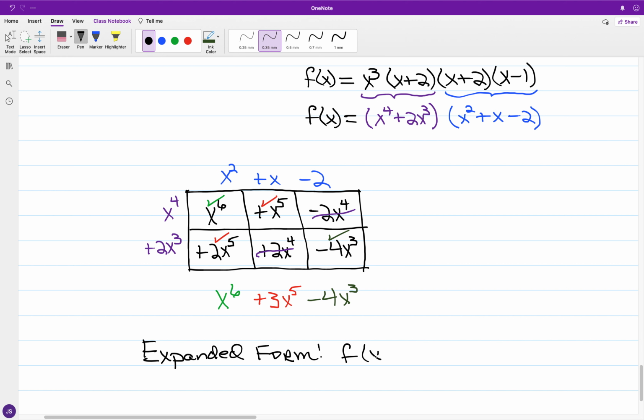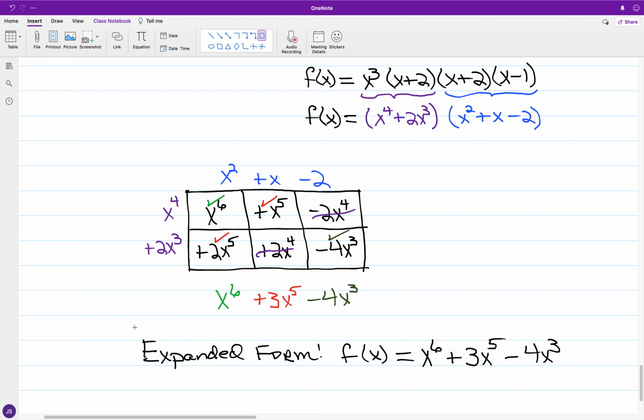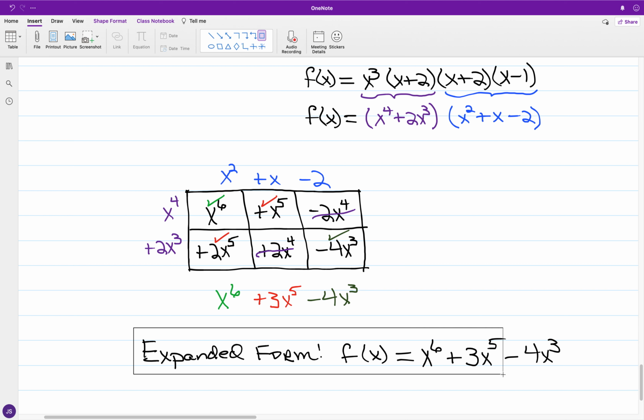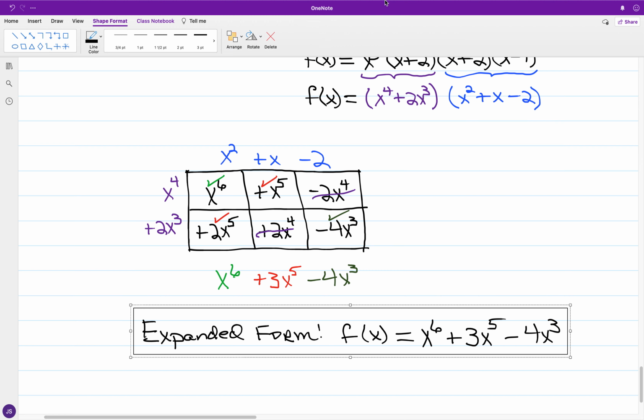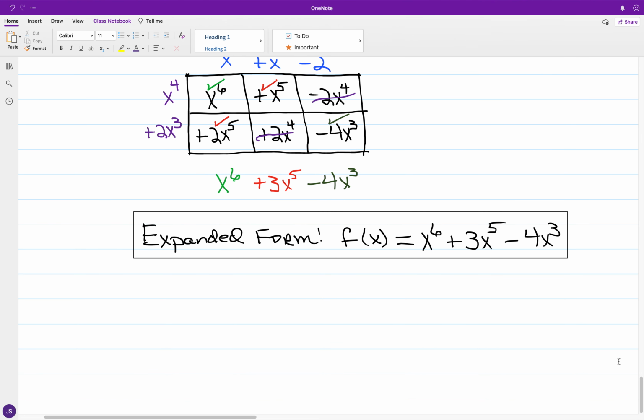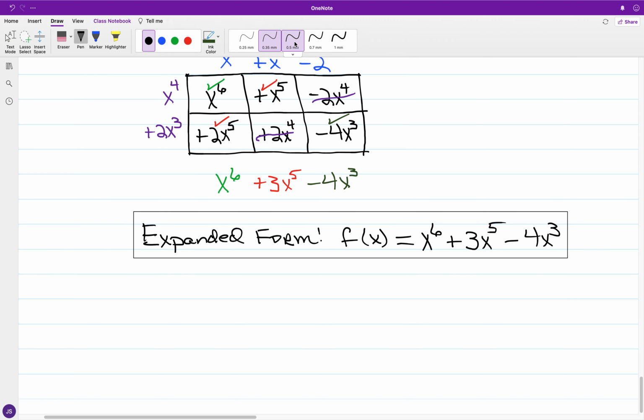Again, the polynomial is of 6th order. So we have f of x is equal to x to the 6th plus 3 times x to the 5th minus 4x cubed. Okay. All right. Now, just kind of taking what we have in forming polynomials.